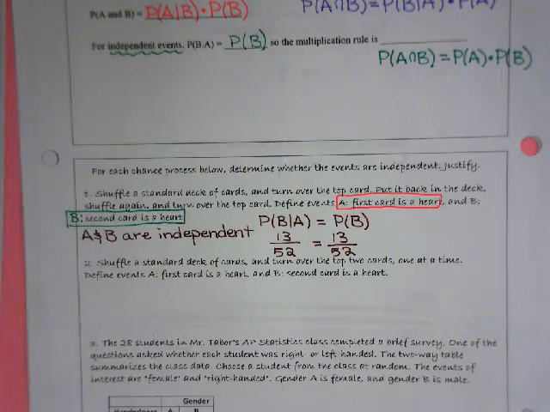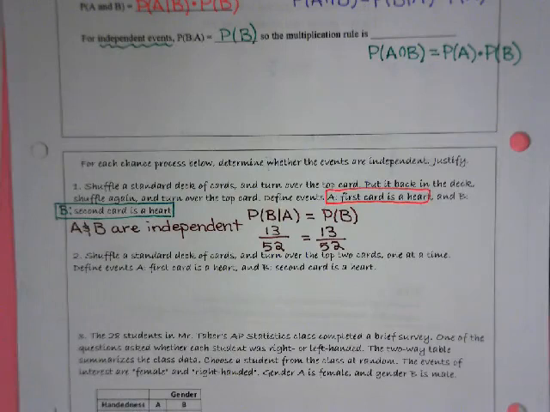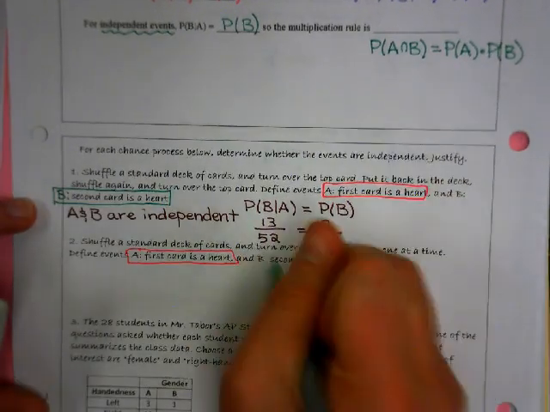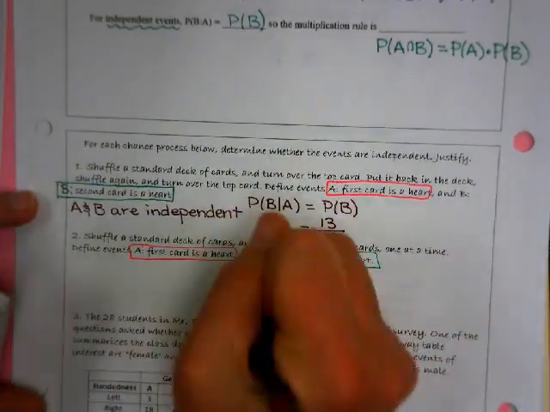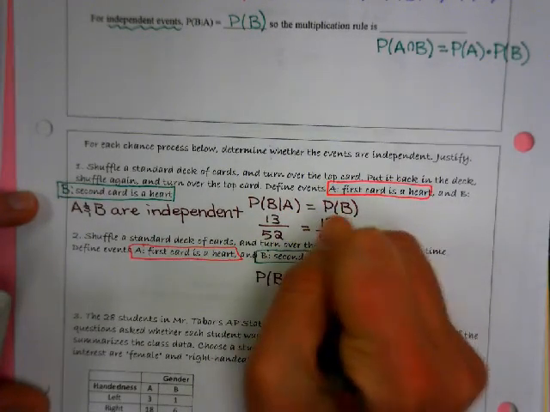No? All right, so we're going to shuffle a standard deck of cards again. This time we're going to turn over the top two cards, one at a time. I actually shuffled and I messed up my stacked deck. That was brilliant. Event A, first card is a heart. Event B, second card is a heart. Same thing, we want to show that the probability of B happening given A happened is the same as the probability of B.